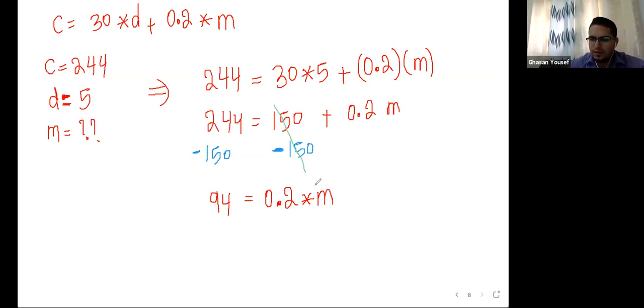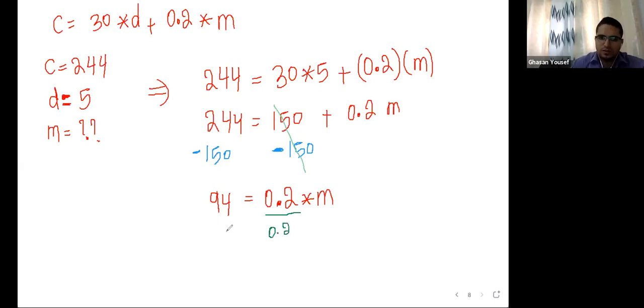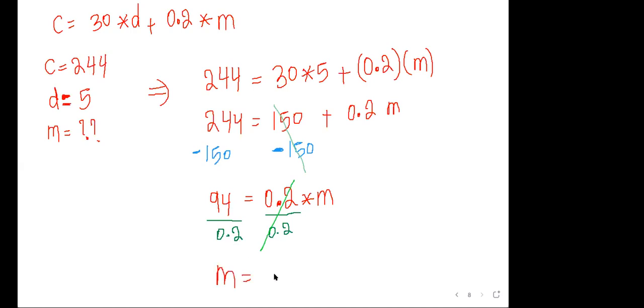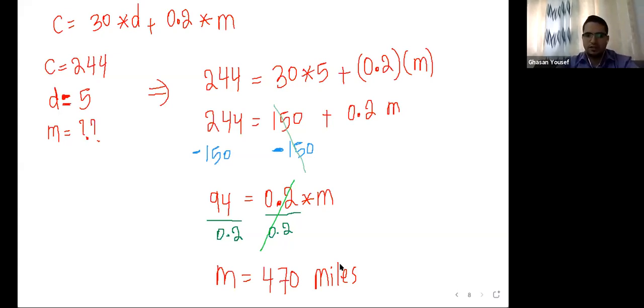Now what do we have to do? Yes, divide by 0.2. So we divide both sides by 0.2, and again they cancel each other. Now what is M? My value for M is 94 divided by 0.2, which is 470 miles. So this person drove 470 miles, and that's why the company charged him $244 for 5 days and 470 miles. Is this clear? Yes.